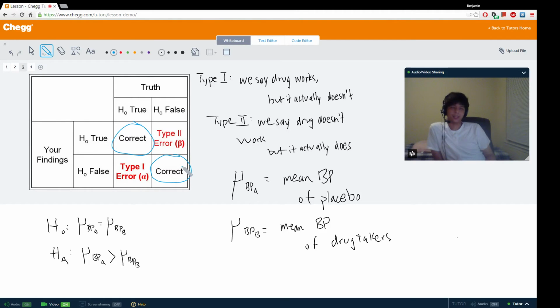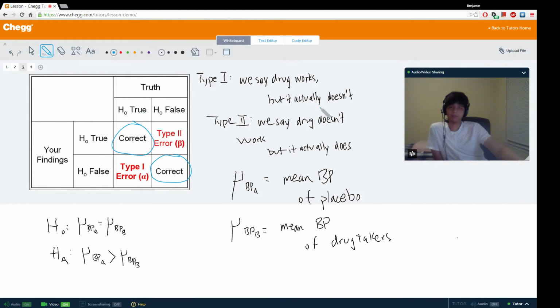So what happens when these statistical analyses give us incorrect results? The first one we talked about is a type 1 error over here. As a more concrete example, a type 1 error in the case of our drug would mean that we say that our drug works. That's us saying our findings say that the null hypothesis is false. We say the drug works.